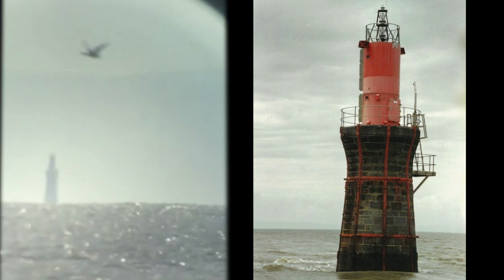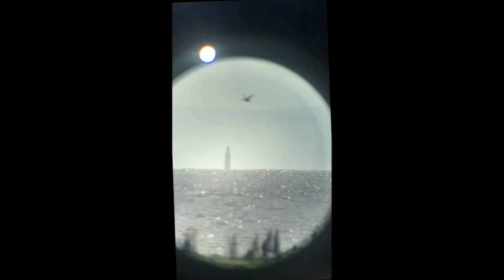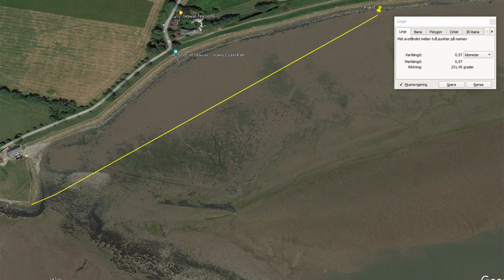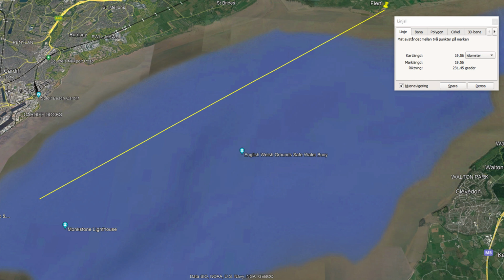Okay, here we have a picture of that lighthouse, but there is a big problem with this observation. The grass and so on you see in the foreground is, according to him, the part I show here with the green circle. Let's measure the angle. The angle is 231.45 degrees. As you see here, with that angle, you end up far away from the lighthouse.